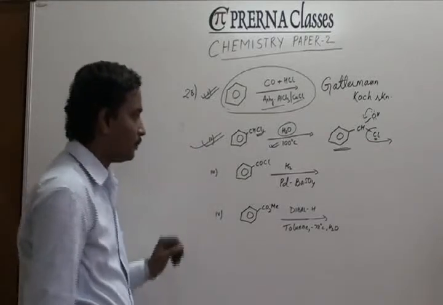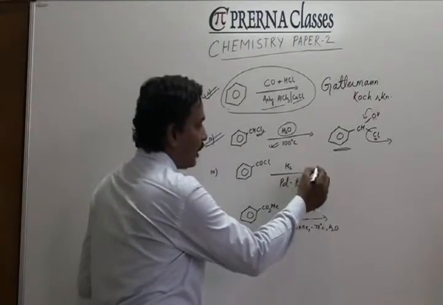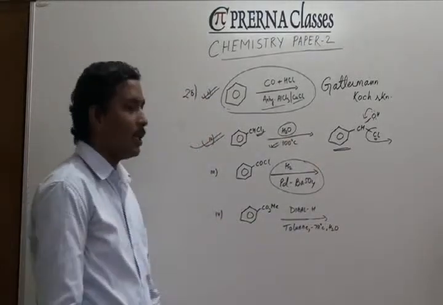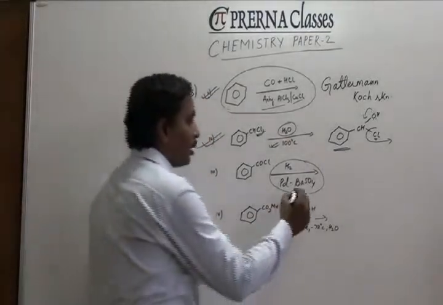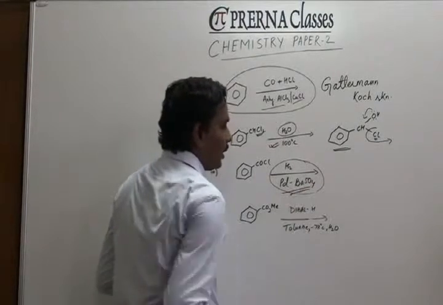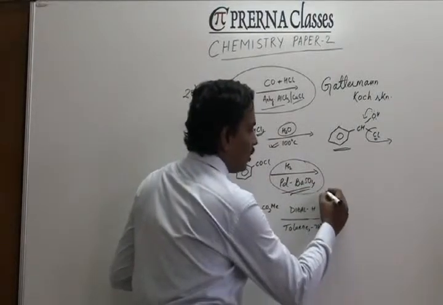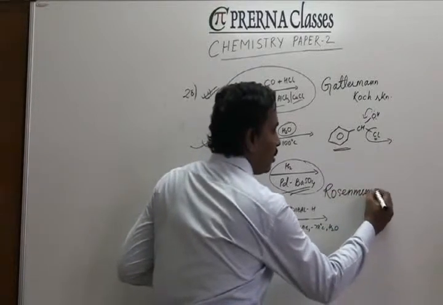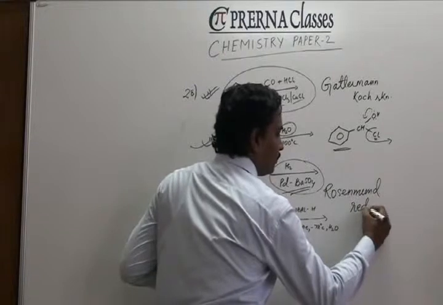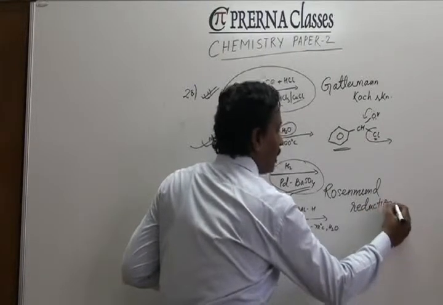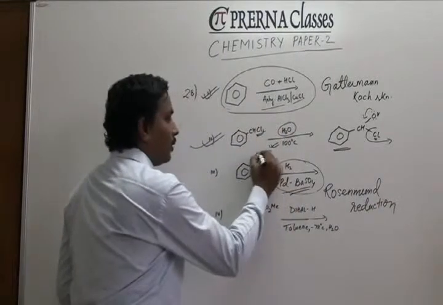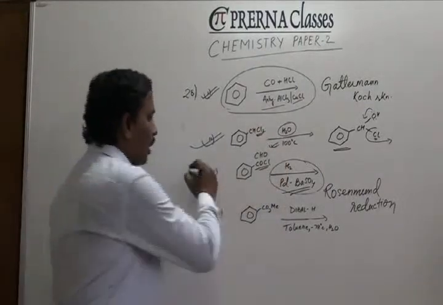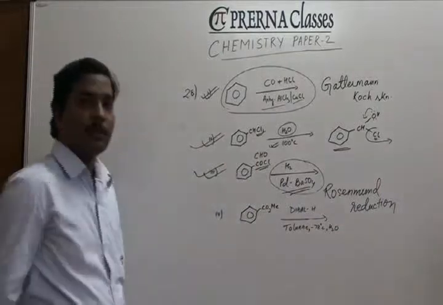Now the third one. Reacting with H2 in presence of palladium and barium sulfate. Now this reaction is known as Rosenmund reduction. So it reduces COCl into CHO. That means again benzaldehyde will form. So this also produces benzaldehyde.